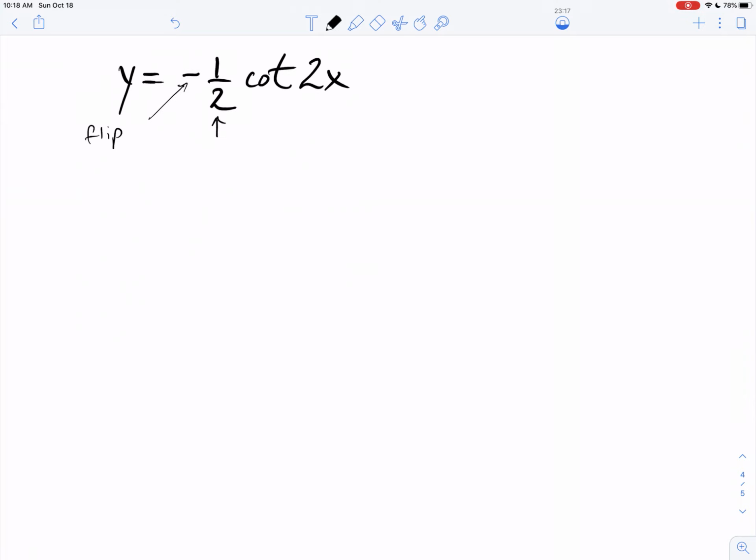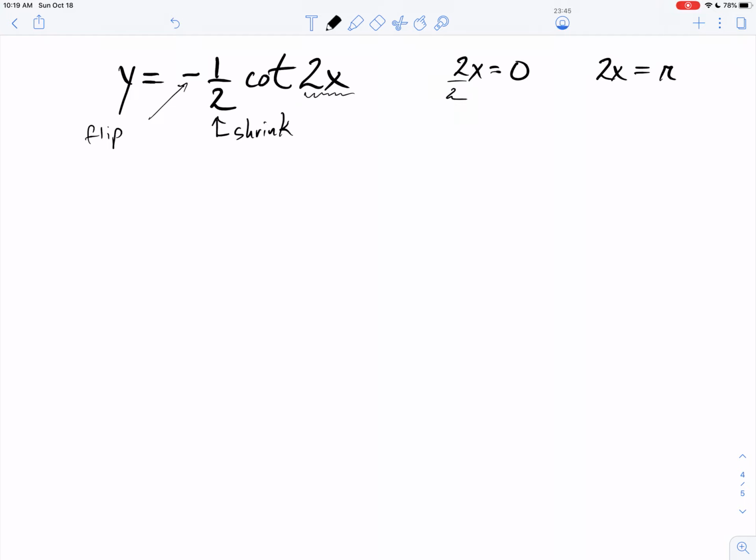This, in our book, is called a shrink. When you have a fractional, 1/2, 1/4, whatever, it's going to compress your graph. It's a shrink, not a stretch. But here we go. Here's my bx. So I'm going to say bx equals 0, bx equal pi.